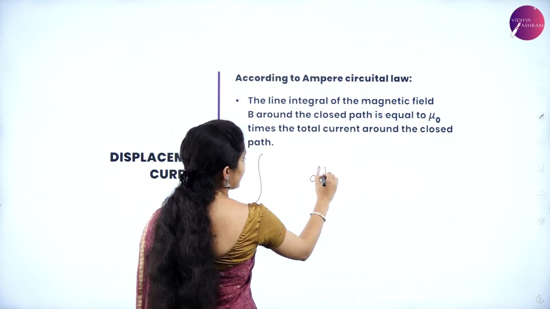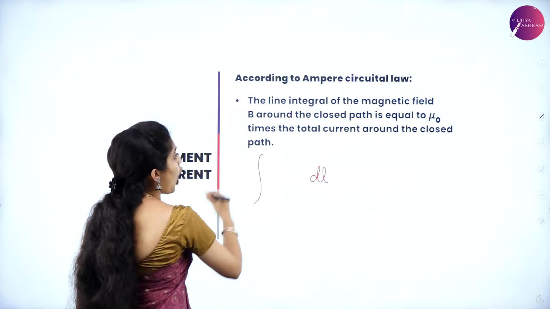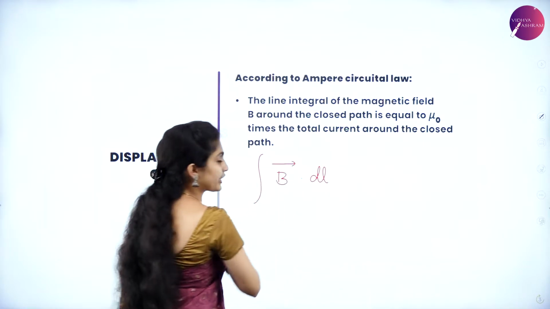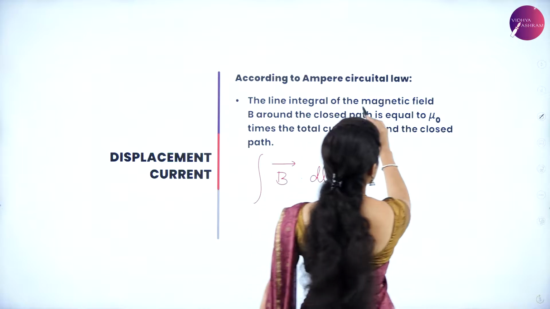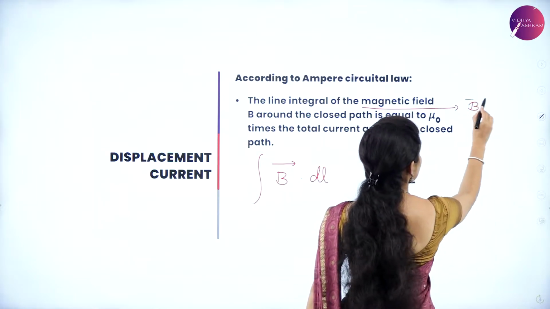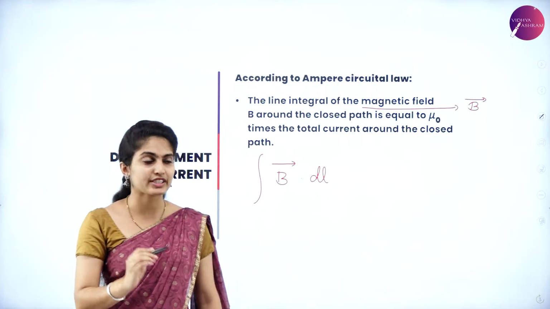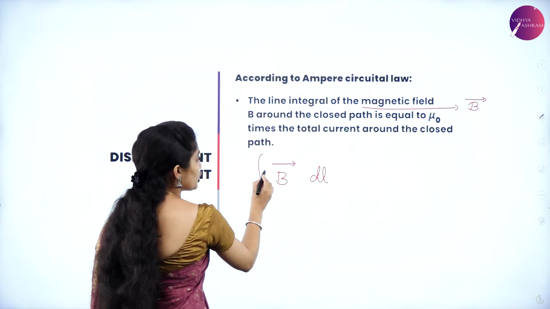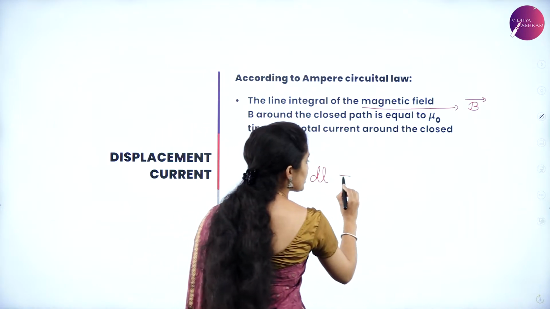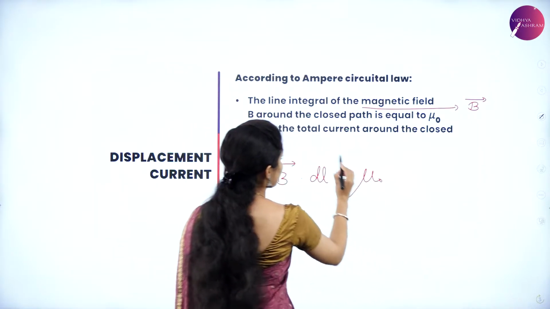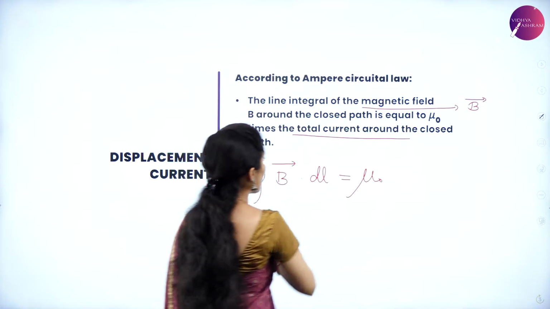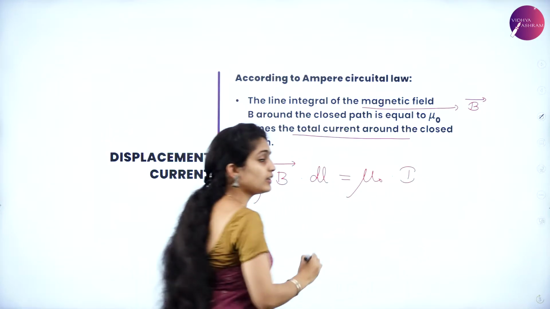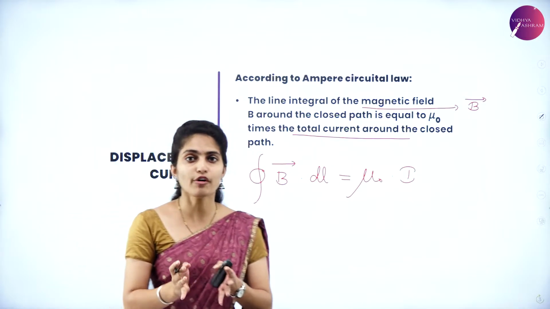this is the line integral of the magnetic field, which is represented by vector B. Vector B represents the magnetic field around the closed path, and it is equal to mu naught times the total current around the closed path. So total current is nothing but I, because the current is given in terms of I.